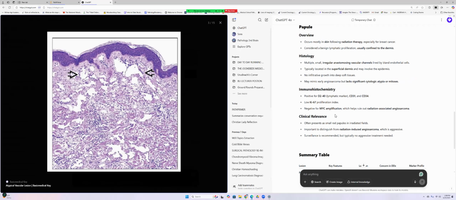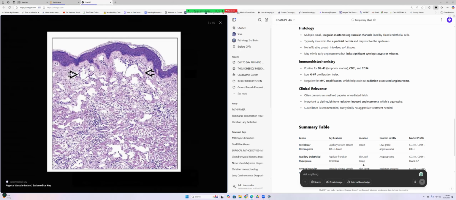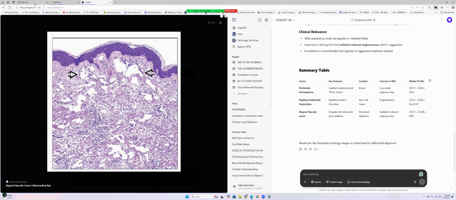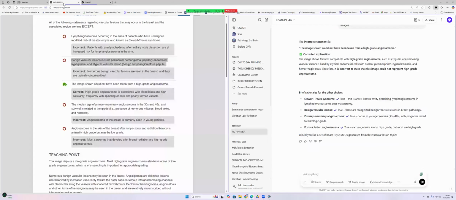Now, clinical relevance: it presents as small red papules in irradiated fields. It's important to distinguish it from radiation-induced angiosarcoma, which is aggressive. Surveillance is recommended, but typically no aggressive treatment is needed. So these three entities we've looked at, and this one can be confused with angiosarcoma. This one is radiation-induced angiosarcoma, but it's MYC negative. This is low-grade angiosarcoma. So we are done with this.